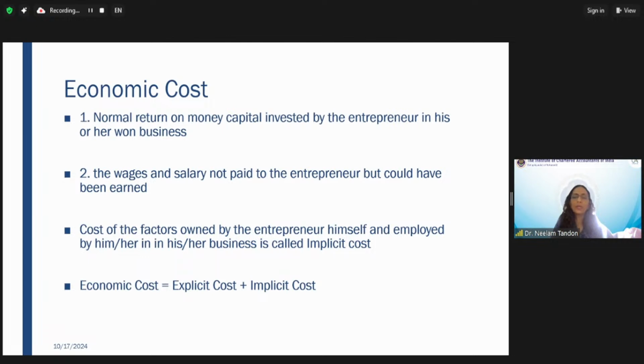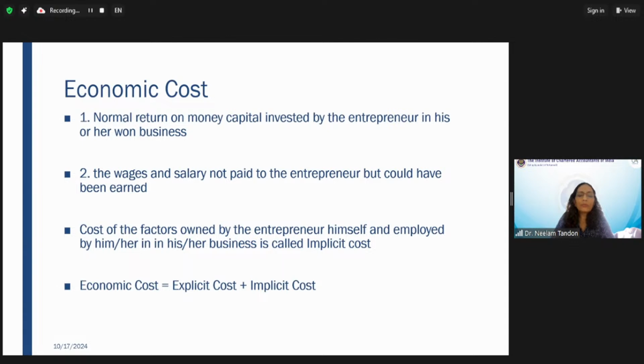How is it a cost? Because the land which you are using for your business, if you would have given it on rent, you would have got 50,000 rupees per month. So that rent you are not getting now because you are using your own land. Since you are foregoing that rent, it is a cost, and this cost is known as implicit cost, or the opportunity cost basically. So this is implicit cost which a firm may incur.